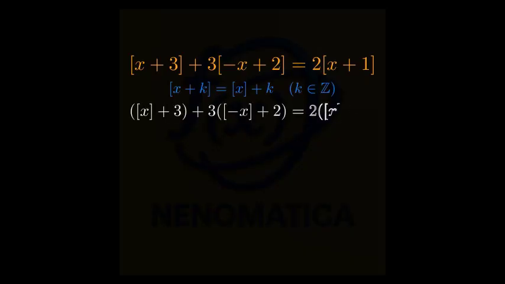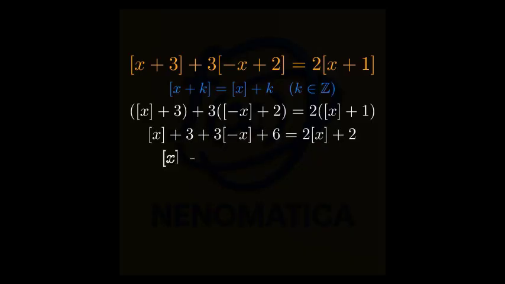Apply it to each bracket: x plus 3, negative x plus 2, and x plus 1. Now rewrite the equation with the integers moved outside the floors. Combine like terms carefully. Move all floor terms to one side to isolate them.